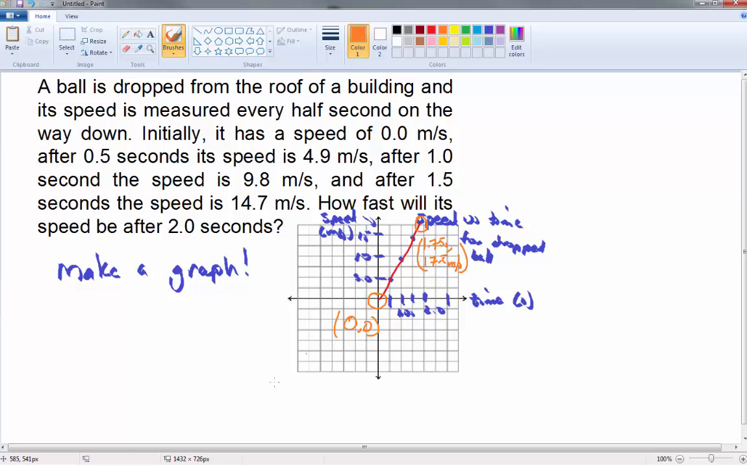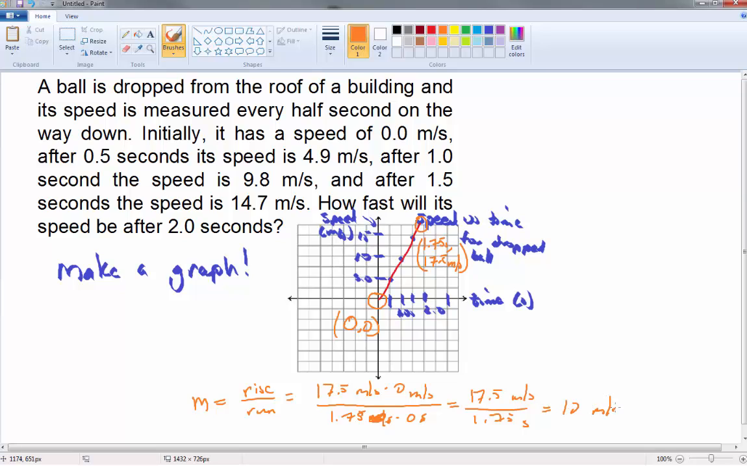And so you'd go slope, which we represent with an M, is rise over run. So that's 17.5 meters per second minus 0 meters per second divided by 1.75 seconds minus 0 seconds. So you'd have 17.5 meters per second over 1.75 seconds, or 10 meters per second squared. So that's giving you the acceleration.